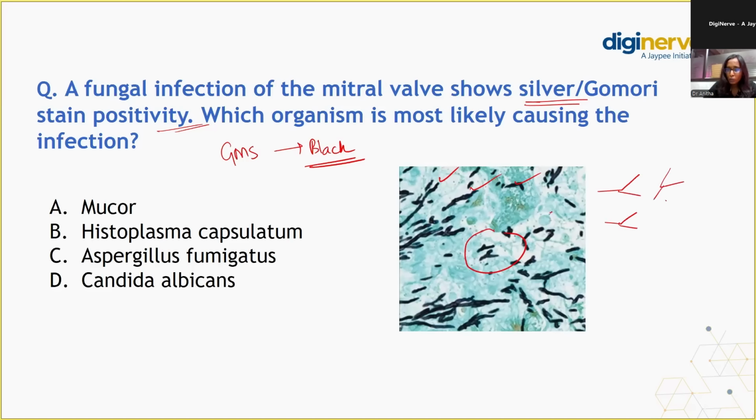Fungi with acute angle branching. Acute angle branching. Okay. So this very well points towards aspergillosis caused by Aspergillus fumigatus. So Aspergillus infection will have acute angle branching.